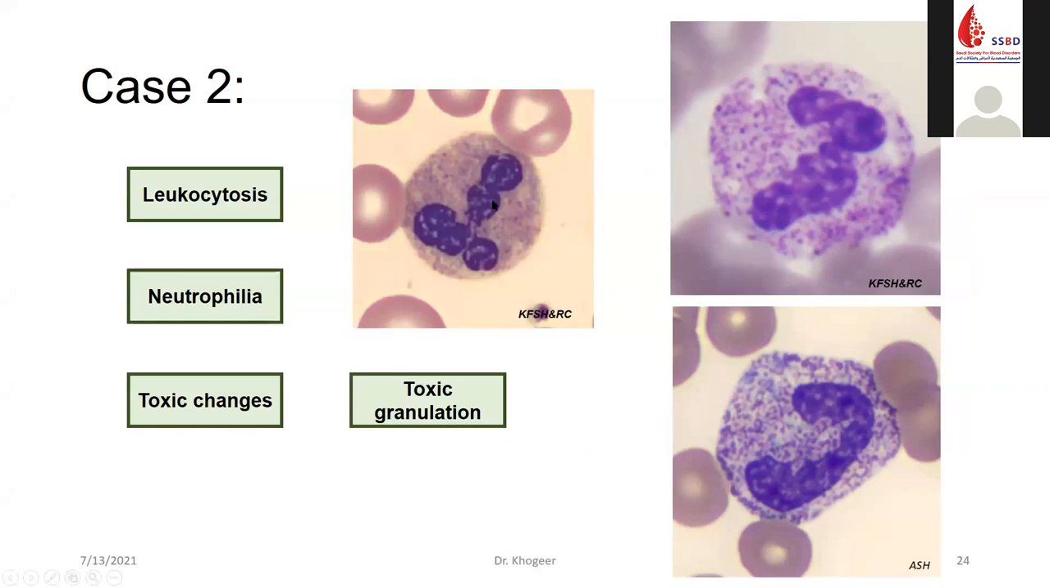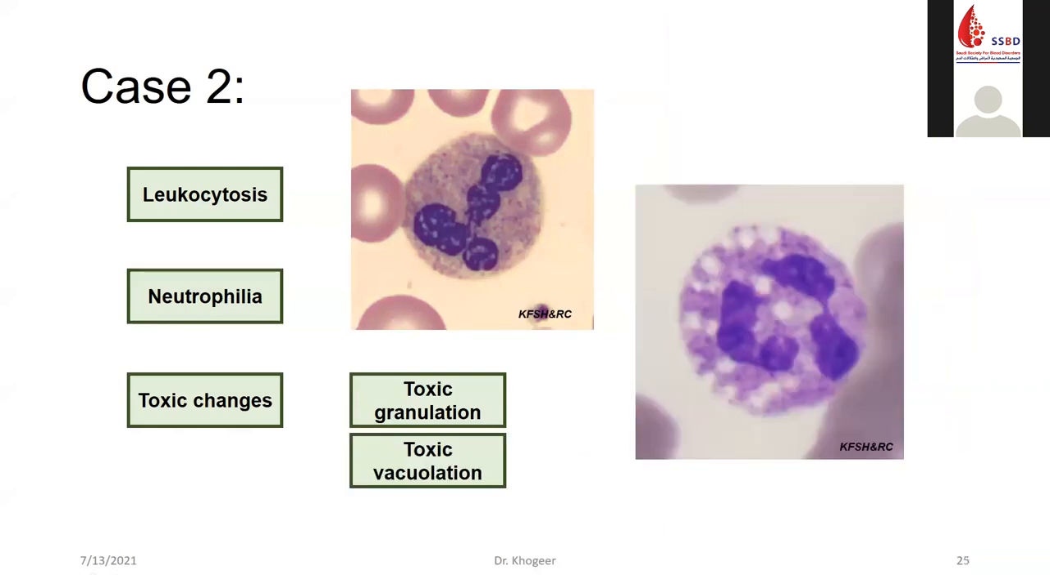So this is a normal neutrophil, and these two neutrophils show increased granulation, or toxic granulation. The second change is toxic vacuolation. Again, compare it with the normal. There are no vacuoles in the normal neutrophils. However, this cell, or this neutrophil, shows prominent vacuoles.